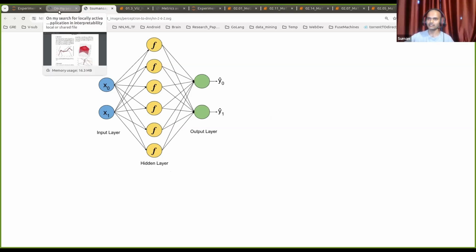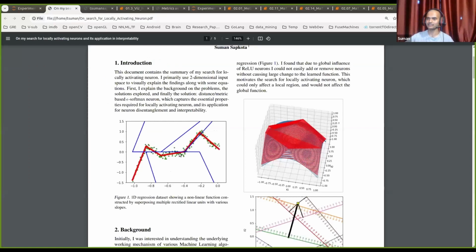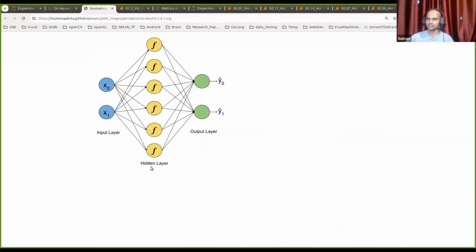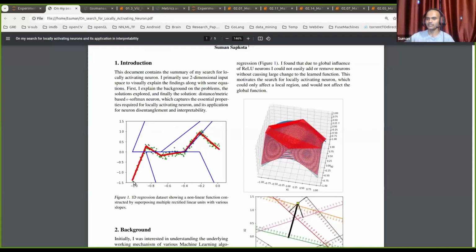To get started, I'll start with a simple one-dimensional regression problem. This is a non-linear regression problem. If we are using a one-layer MLP with ReLU activation functions, then multiple ReLU neurons are represented by this blue line. This is one ReLU, this is another ReLU, and multiple ReLUs join together to form a highly nonlinear function.